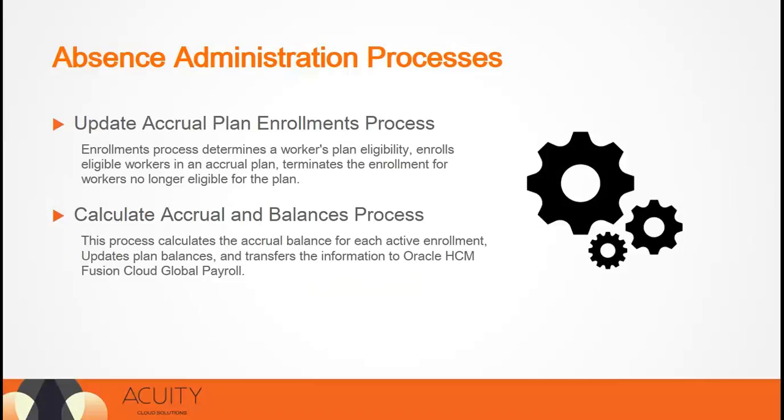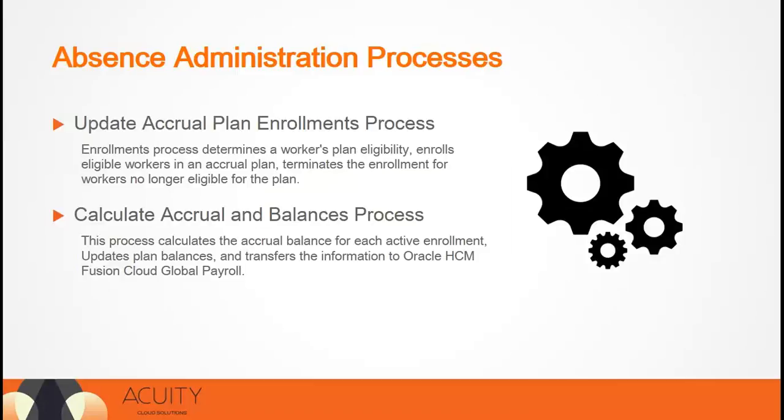Now that we have reviewed some of the main features and capability of absence plans, we are going to review a couple of the absence plan administration processes that are available in the Oracle HCM Cloud. Administrators can schedule or run update accrual plan enrollments process to update enrollments for a new hire, termination, and transfers for multiple workers. The enrollments process determines a worker's eligibility plan, enrolls eligible workers in an accrual plan, terminates the enrollment for workers who are no longer eligible for that plan.